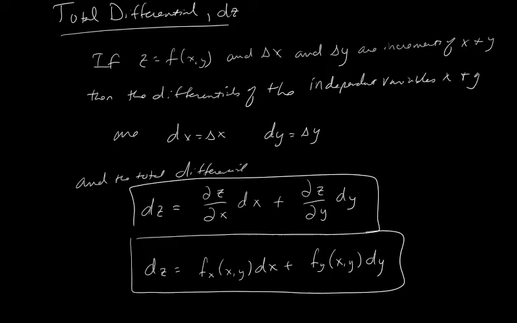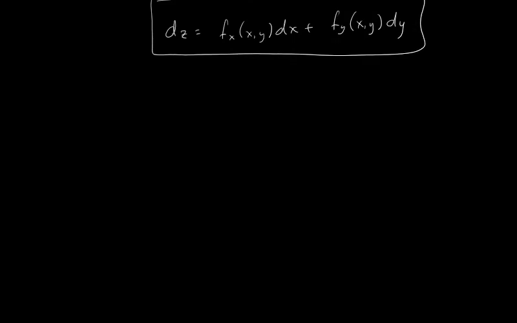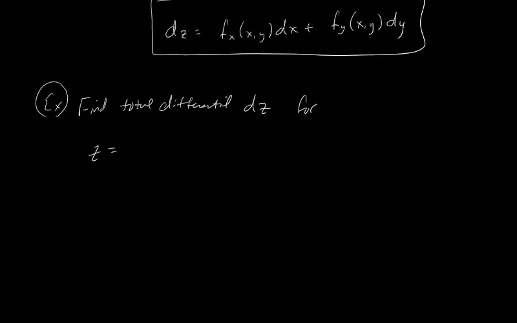Okay, so this is called the total differential because it's taking into account both the change in the x direction and in the y direction. So it's accounting for the entire change. All right, so let's do a quick example here. Let's find the total differential, dz, for z equal to 2x sine of y minus 3x squared y squared.